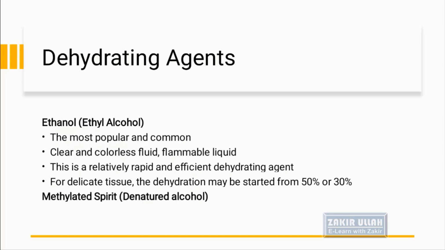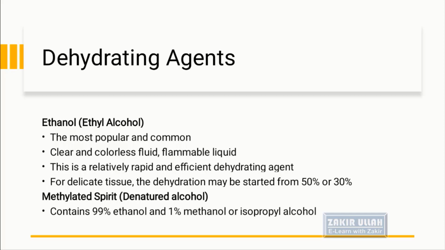Methylated spirit is another type of dehydrating agent, also called denatured alcohol. It contains about 99% ethyl alcohol and 1% methyl alcohol or propyl alcohol. So it also has almost the same properties as ethanol.